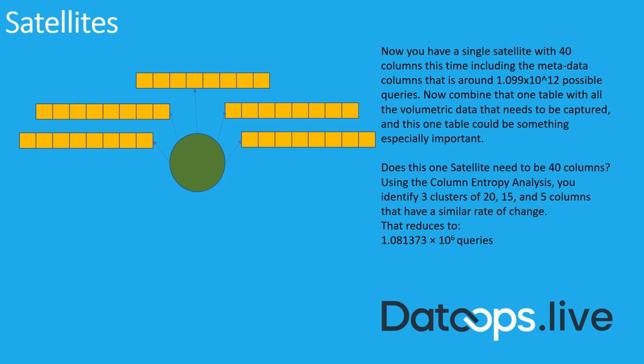But if you combine that with all the volumetric data, this table could be really important. So it could be queried a lot. Does that satellite really need to have 40 columns in it? And if you do, how deep is that column going to be? In other words, you're going to have a lot of duplicate data in the 40 columns, right? At least more than likely.